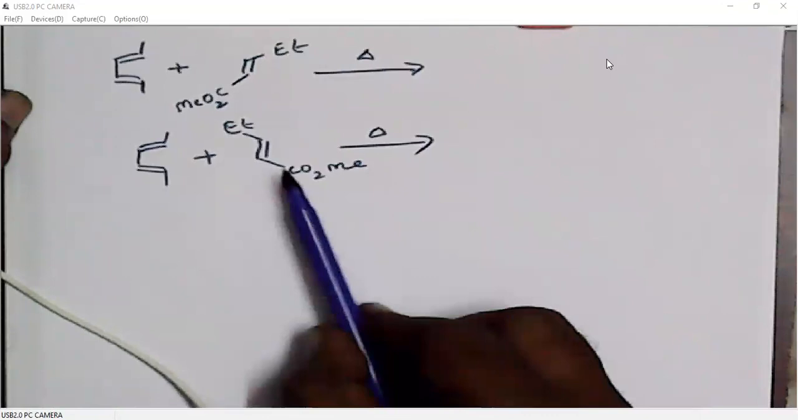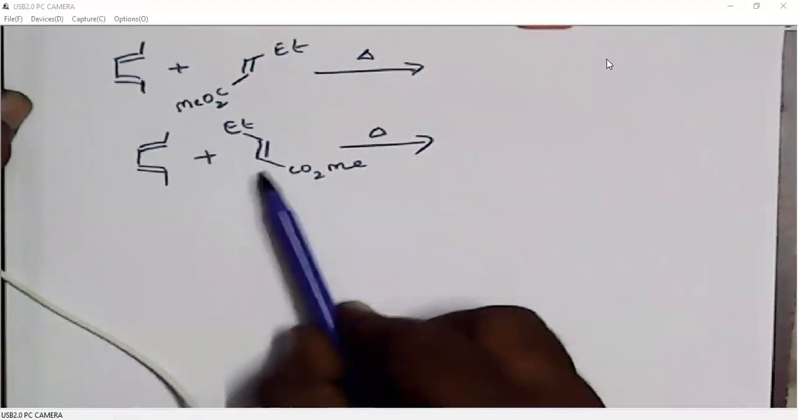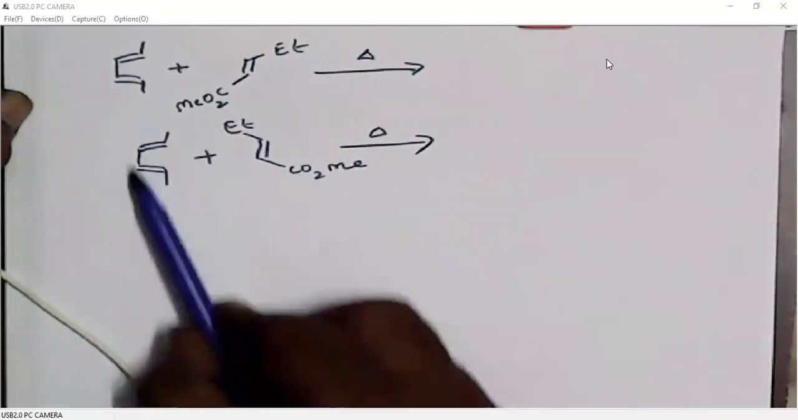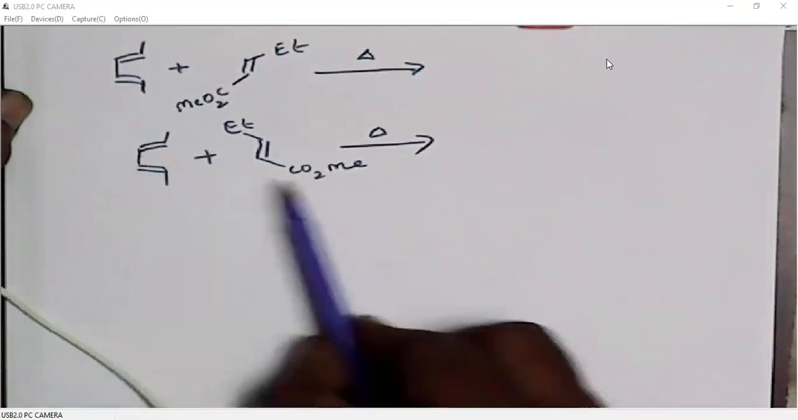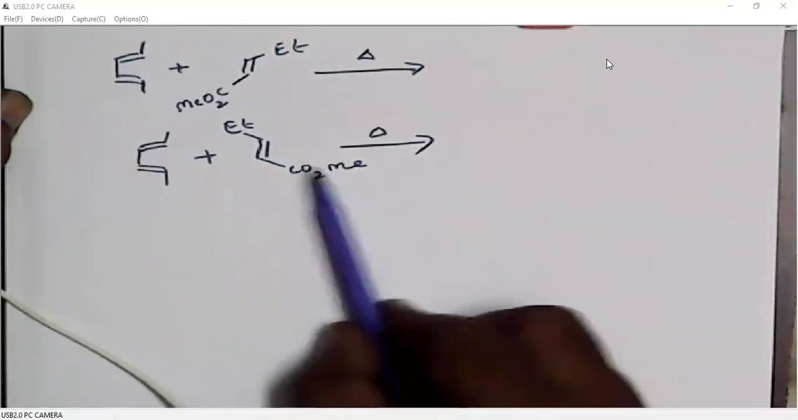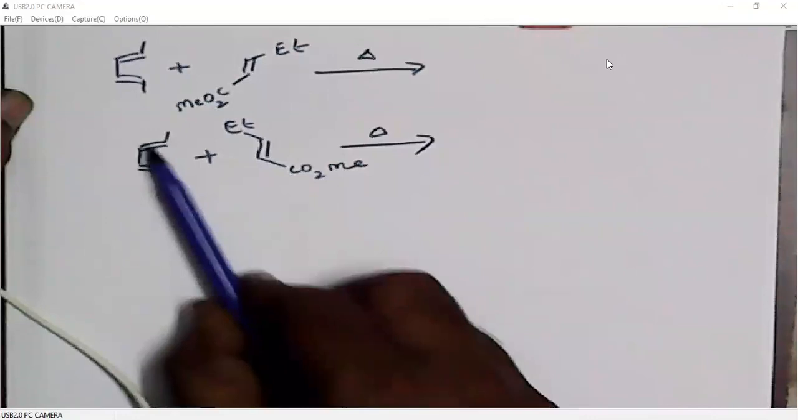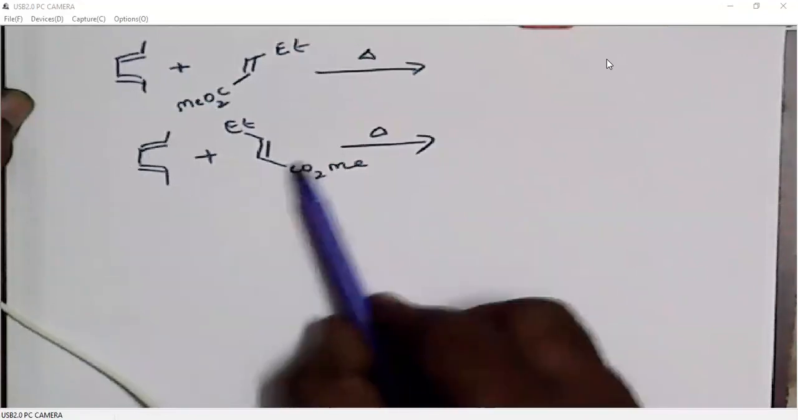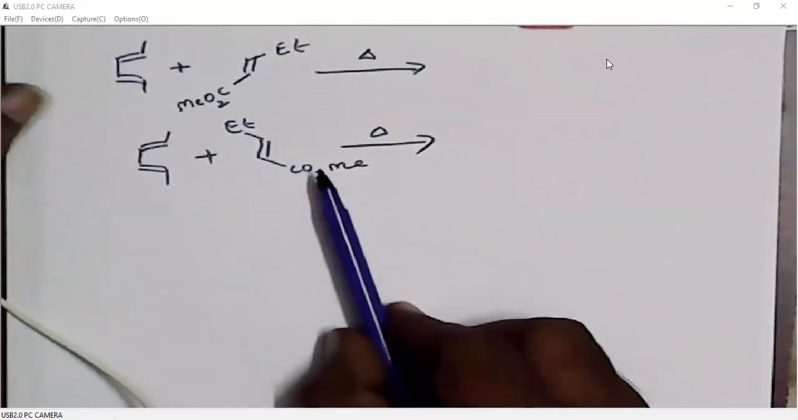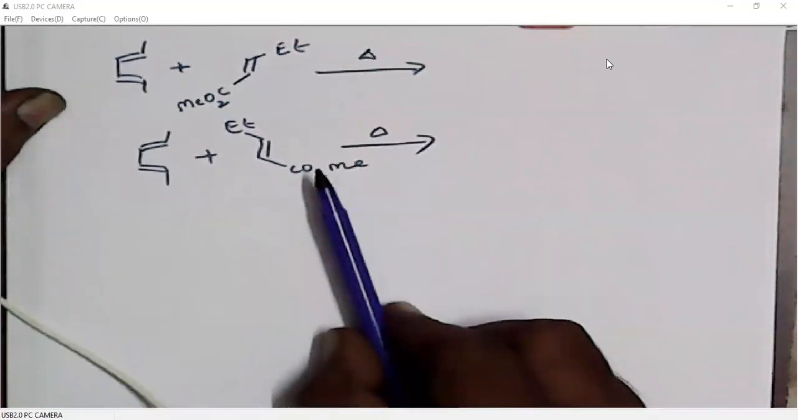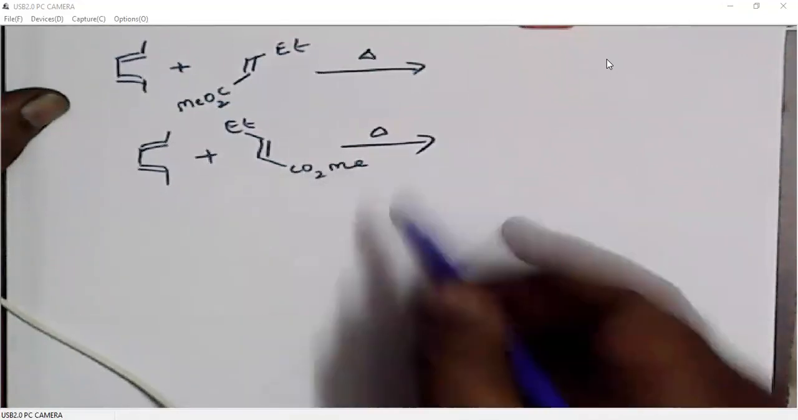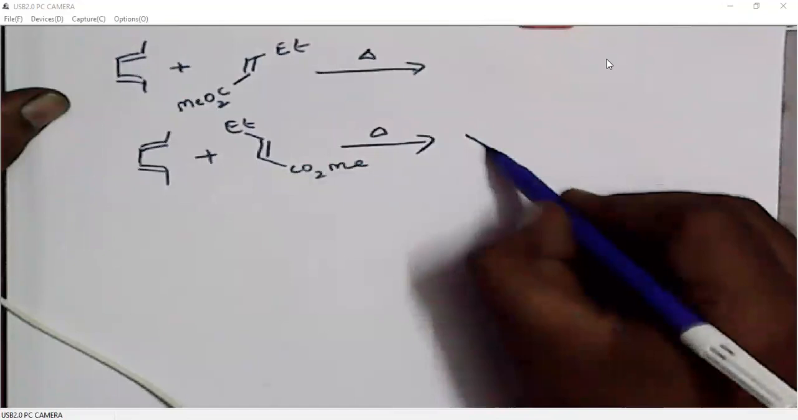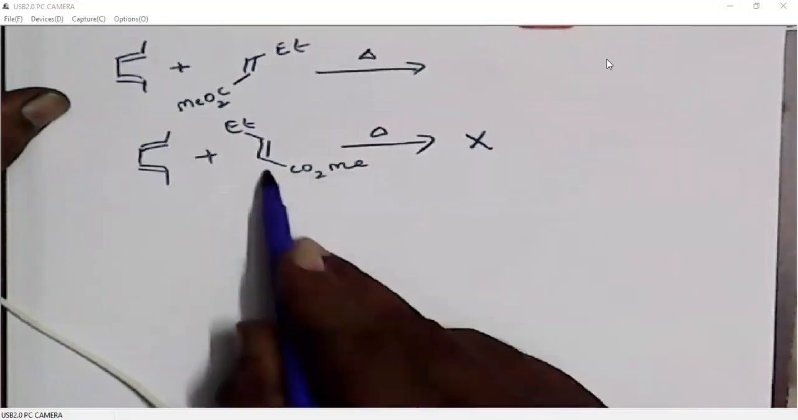But when we write like this, this is away from the diene. So this carbonyl doesn't have any interaction with the diene. So in this case, we don't have endoselectivity. That is why we never try to write the product with this conformation.